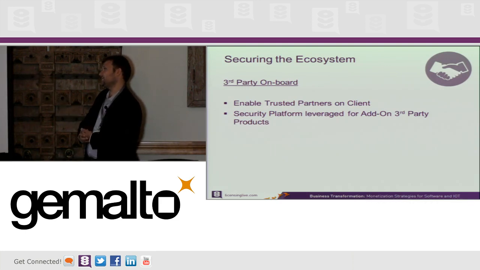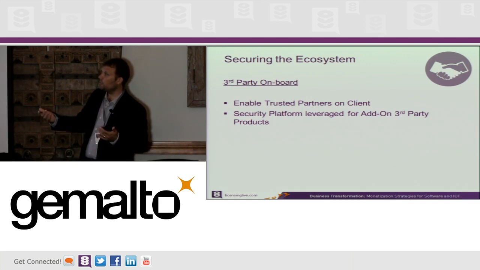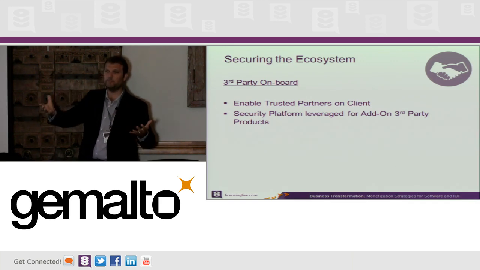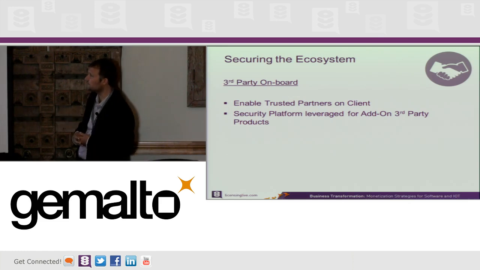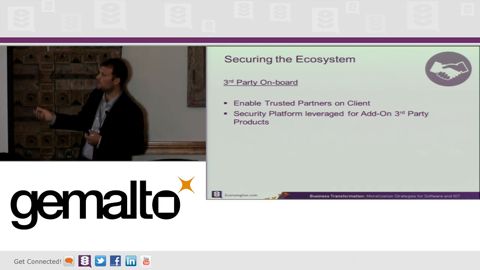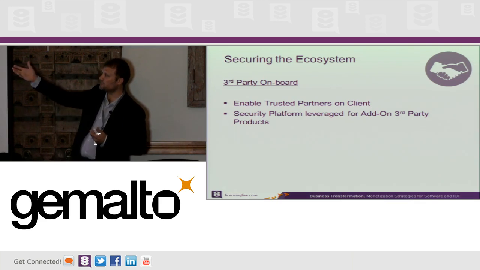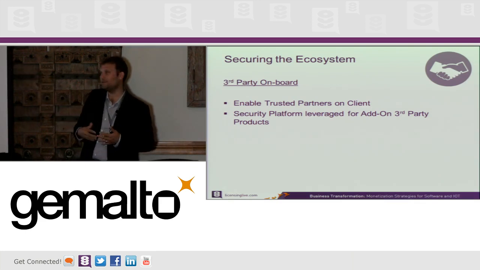Okay, securing the ecosystem. As I mentioned earlier, we want to enable people to add value onto our ecosystems because that's how we do business. To do so securely, though, we want to be able to enable trusted partners to get on the client. How do we do that?